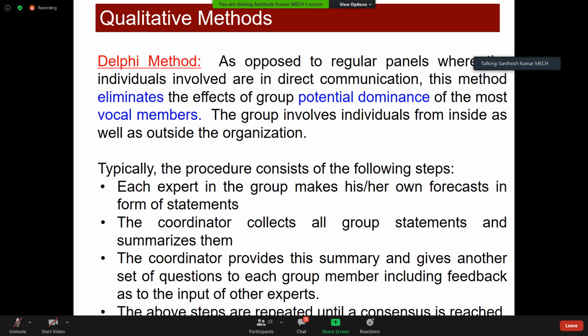The next step is that the coordinator collects all group statements and summarizes them, and provides this summary along with another set of questions to each group member, including feedback on the input of the experts. This role is played by a company GM; the coordinator will be a GM here. The above steps are repeated until a consensus is reached.